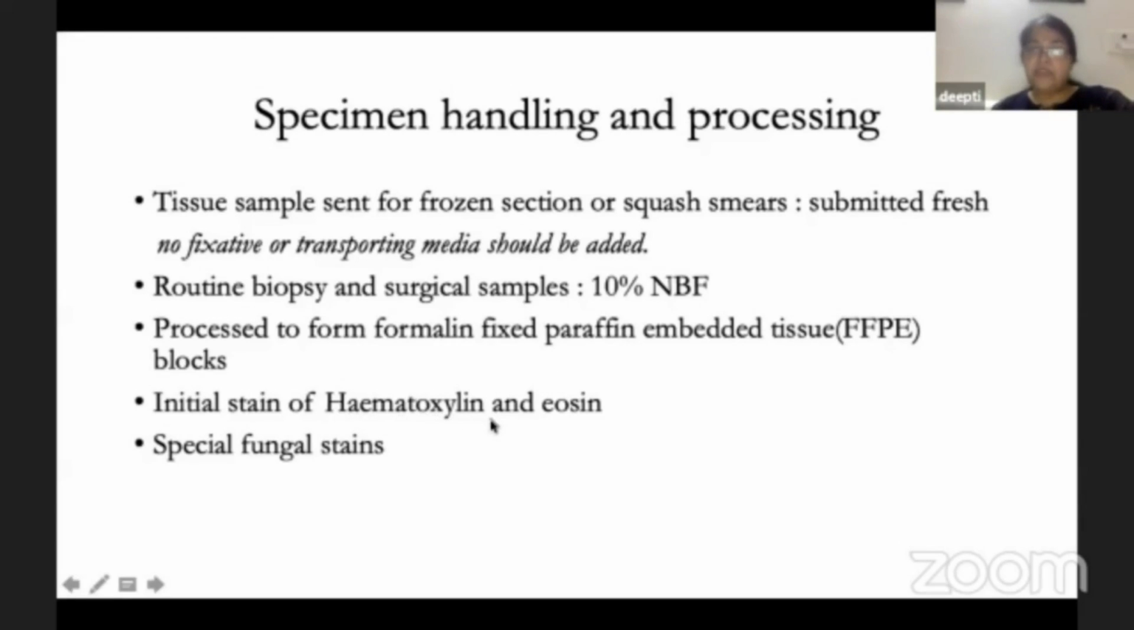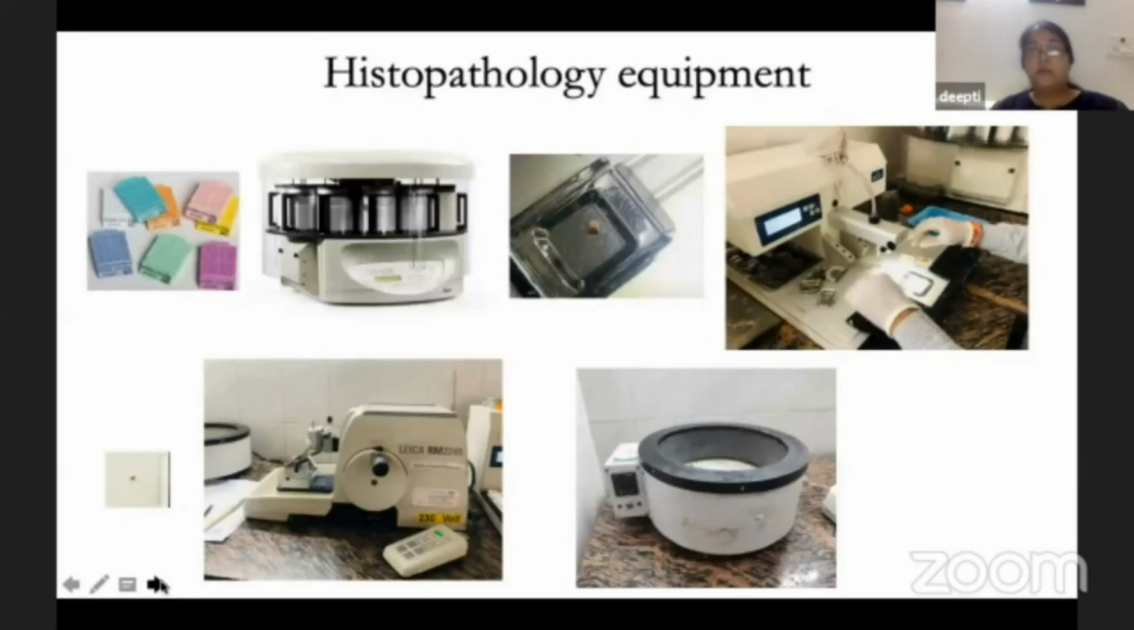Next comes the step of embedding. We embed the tissue in paraffin wax. Orientation of the specimen is very important in this regard. Where do you want your cutting surface to be? And then finally, a paraffin block is prepared.